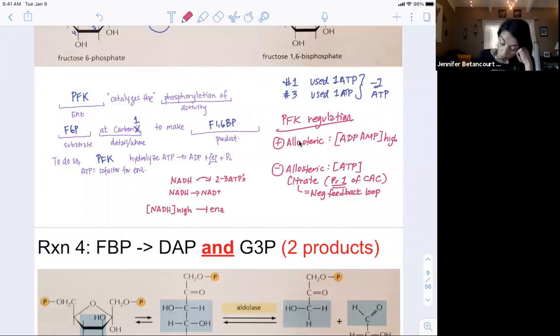And then when NAD plus is high, that's probably because we've used all the NADHs, and that's why we have a bunch of NAD pluses. So NAD plus being high typically activates or promotes or upregulates enzymatic function.